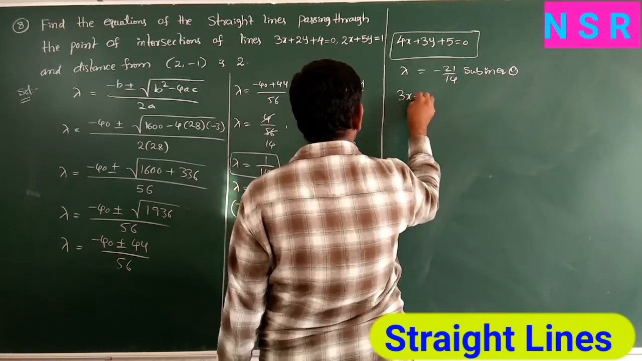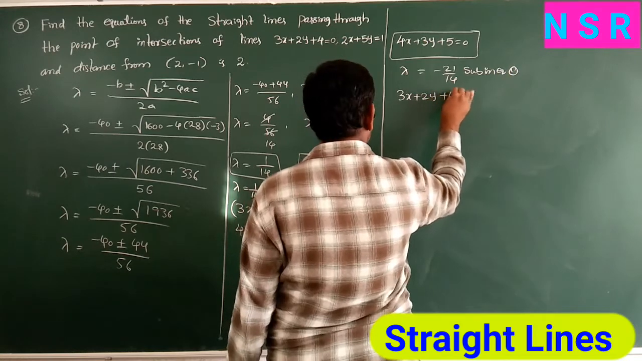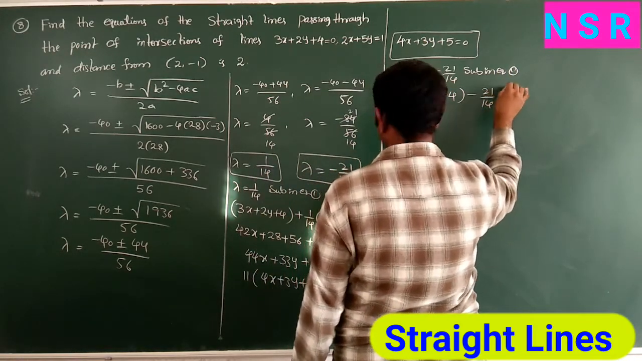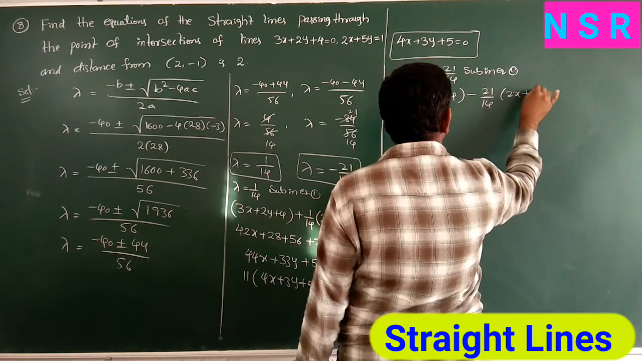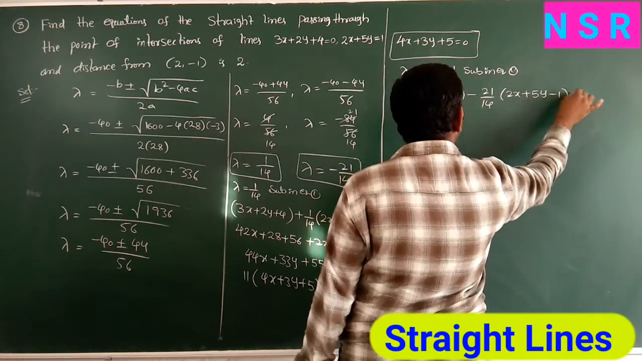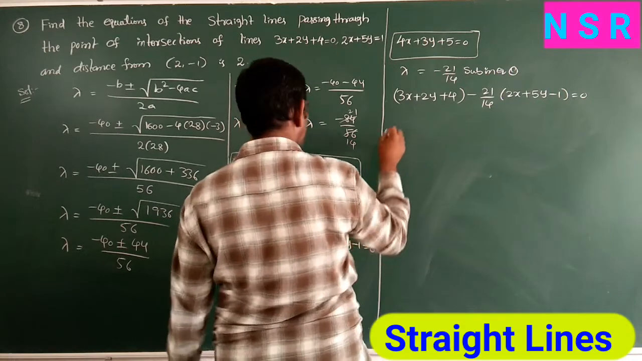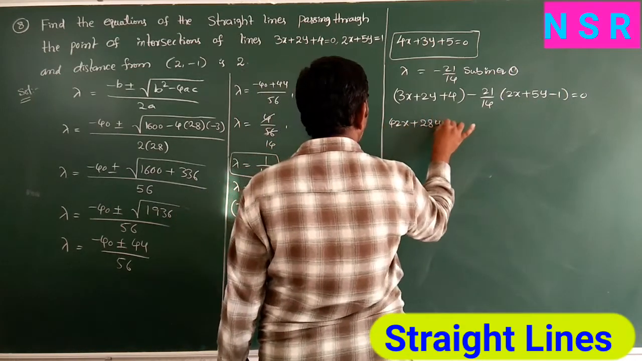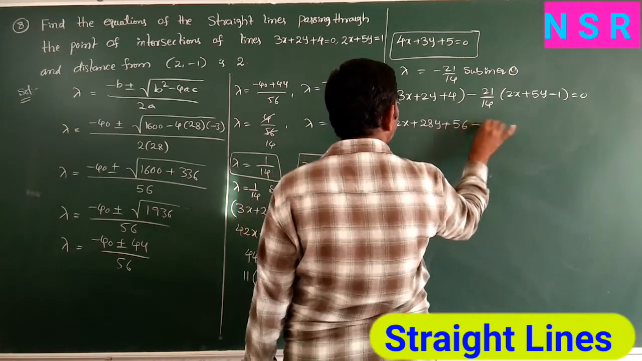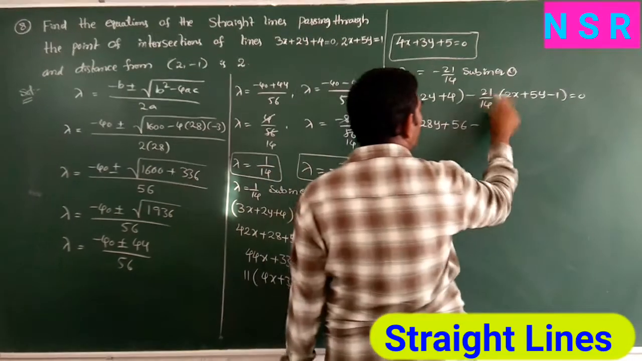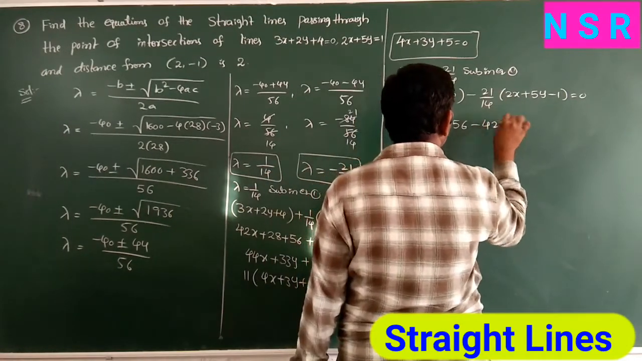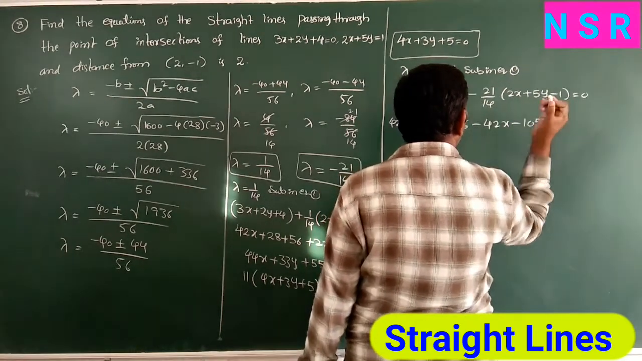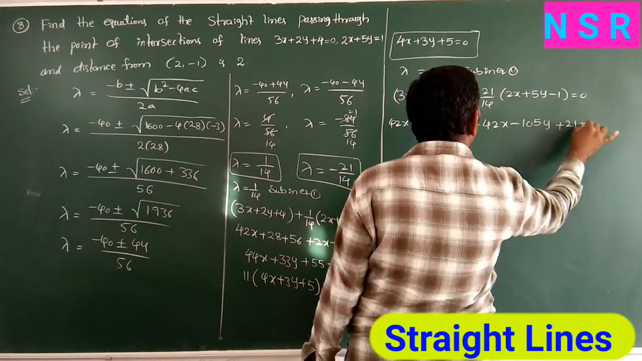So 3x plus 4 minus 21 by 14 into 2x plus 5y minus 1 equal to 0. Now 14 multiply here. 14 3s are 42, 14 2s are 28, 14 4s are 56, minus 21 into 2 is 42, 21 into 5 is 105, plus 21 equal to 0.